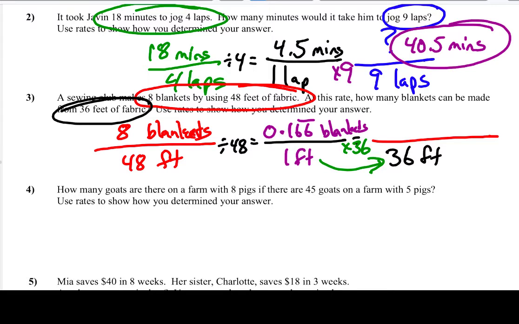Okay, here's the key. When you go to do the multiplying, when we're going to multiply by 36, we want to multiply by that full decimal, that full 0.1666 repeated. I'm going to do that number times 36, and I get 6 blankets. Okay, in your calculator, if you only did maybe 0.16 times 36, you're going to get 5.76.